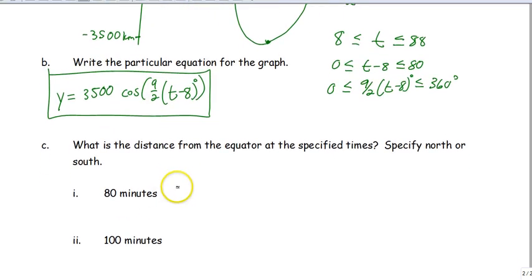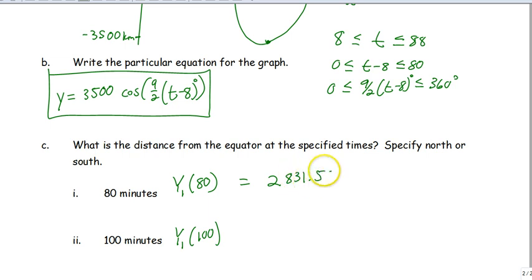We just have, again, y1 of 80 and y1 of 100. And you should get that the distance is, now specify north or south. So that means if you get a negative answer, you are, hopefully you realize, south of the equator. So if you type this in, you should get that you are that much north of the equator, 2831.